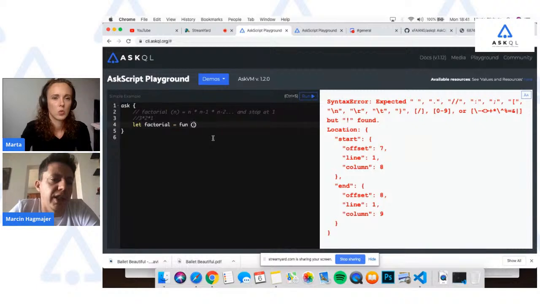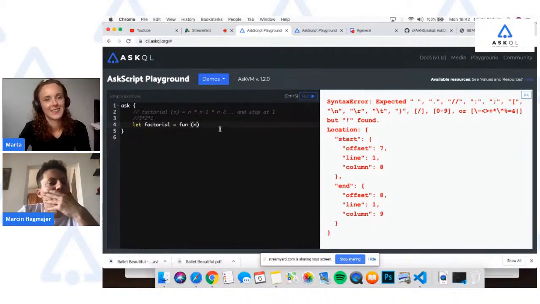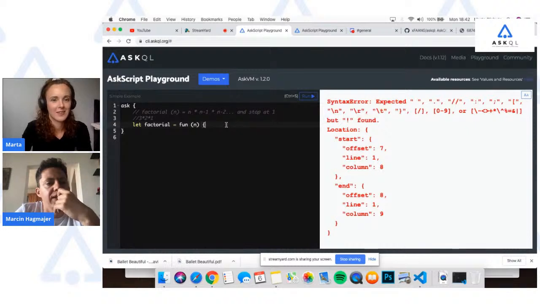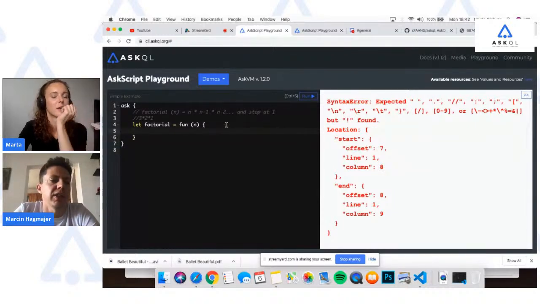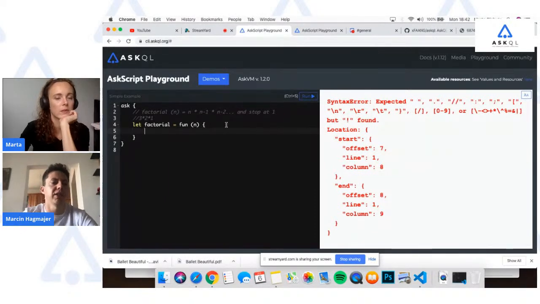So that function is going to have arguments? Yes. Awesome. And then I need these parentheses? Yes, you do need those. They're in every function definition. You need to place those so that AskScript knows what goes into the function and what doesn't.